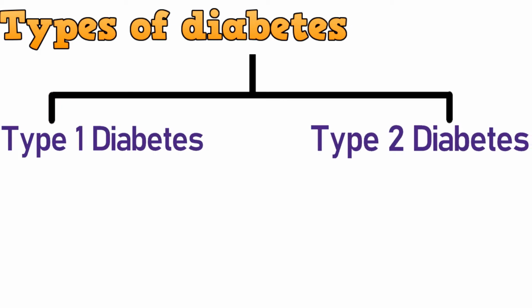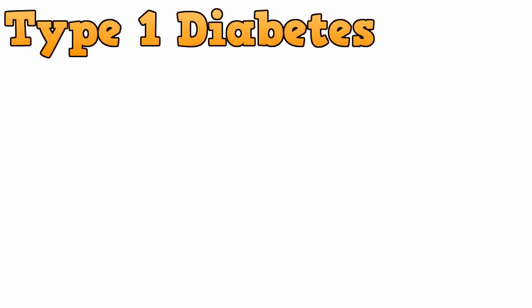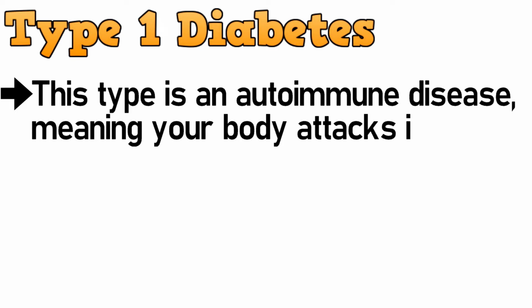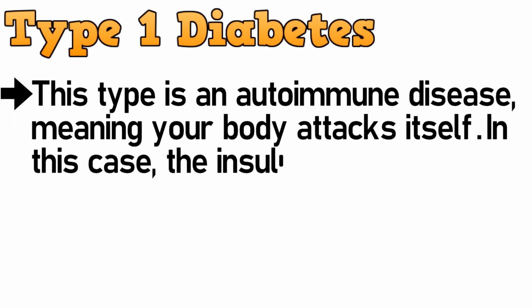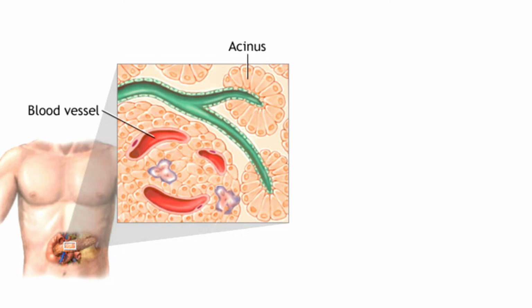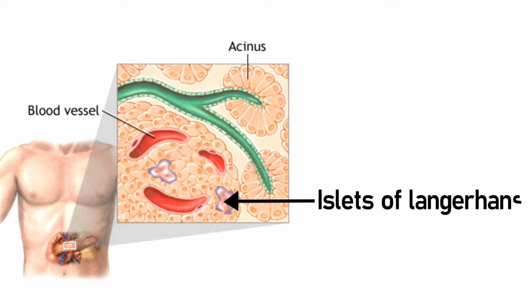Let's discuss each of these separately, starting with type 1 diabetes. This type is an autoimmune disease, meaning your body attacks itself. In this case, the insulin producing cells in the pancreas are destroyed. This is a zoomed in view of the pancreas, and these blue shaded areas which you can see are the islets of Langerhans, which contain the beta cells that produce the insulin hormone.